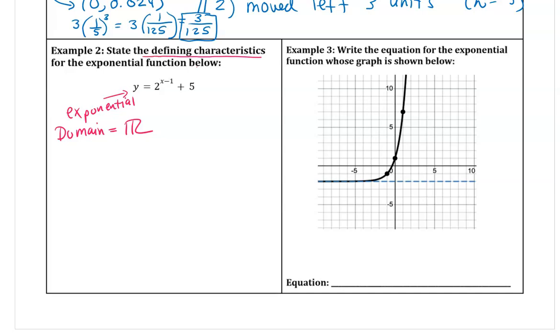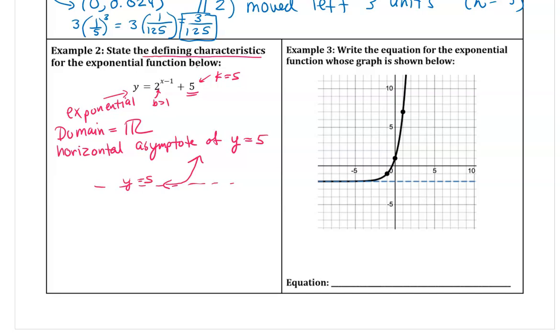The other thing I can tell is that this has a k value of 5. So I know right away that I'm going to have a horizontal asymptote at y equals 5, just from looking at the k value. This function has a base that's greater than 1. So I know it's going to go up and to the right like this, and on the left it's going to flatten out at that value of y equals 5 because of the k value, and that it's shifting the graph up 5. That also lets me know what the range is.